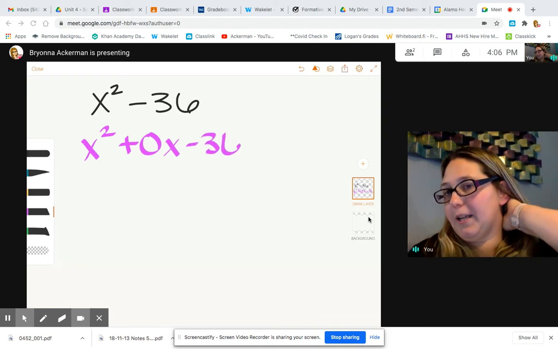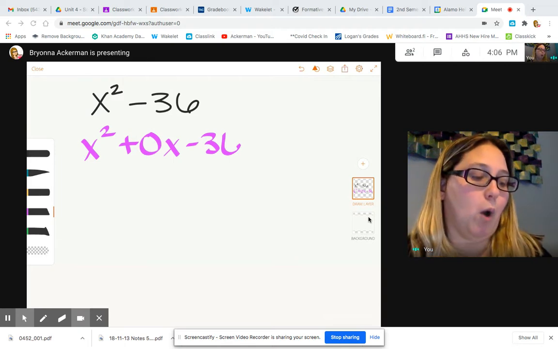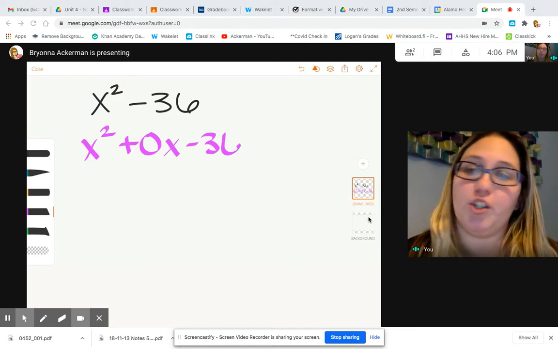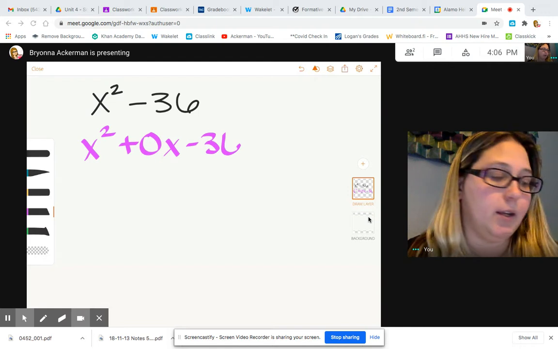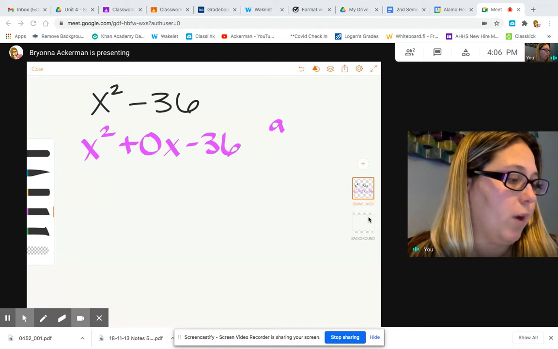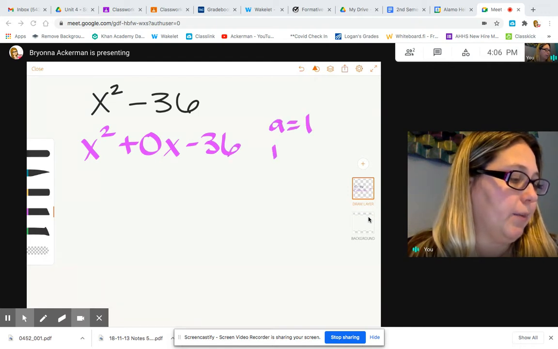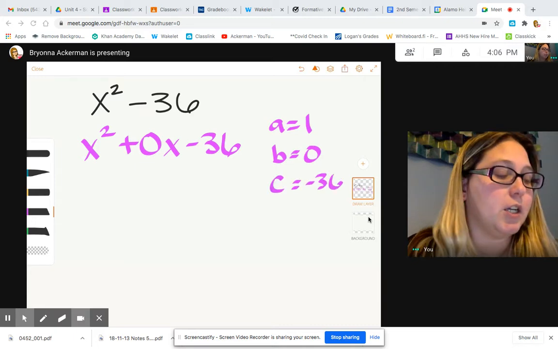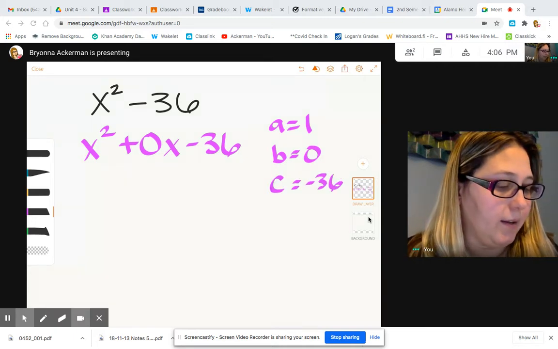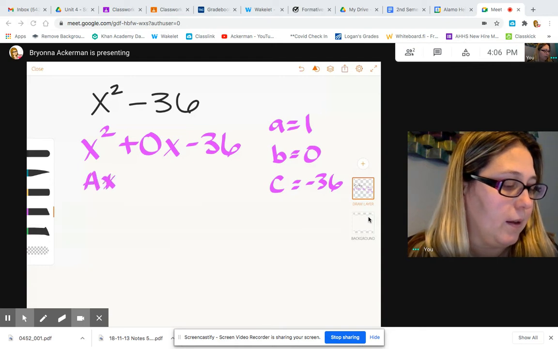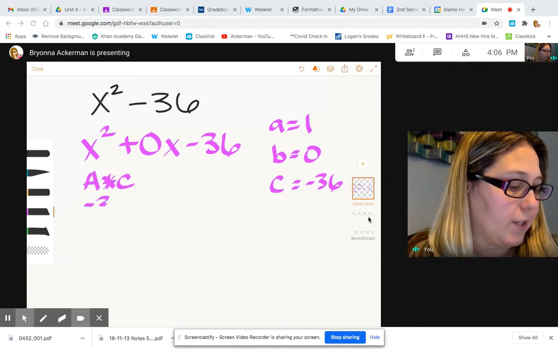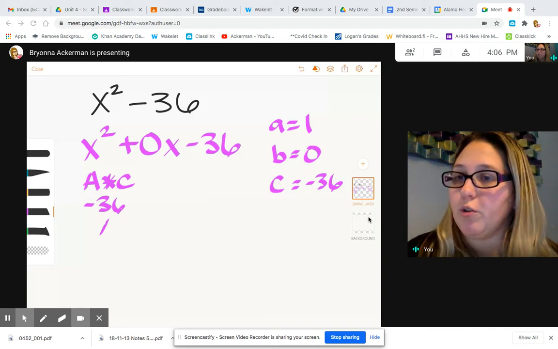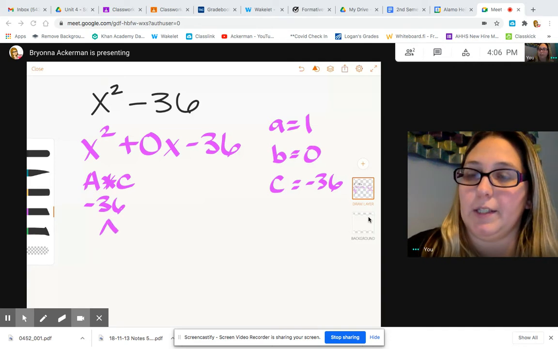And so you're going to start to see a pattern. Well, A is 1 in this case. So I can simply just do A times C. And so A is 1, B is 0, and C is negative 36. So if I do A times C, right, I get a negative 36. And then I want to do the factors of negative 36, okay?